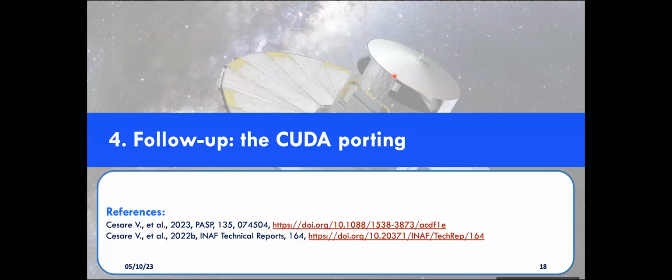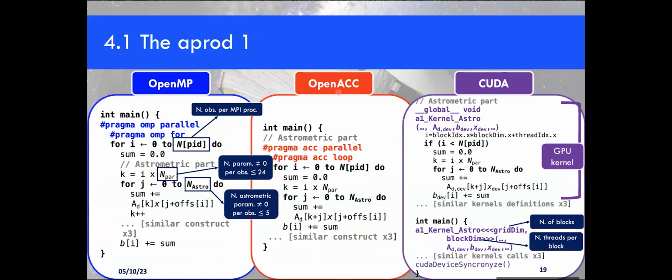After this porting, seeing that it was feasible to port this application on the GPU, we performed an optimized porting with CUDA, since we aimed to improve the performances also at the cost of portability. So again, we can see the comparison of the same region of code between OpenMP, OpenACC, and CUDA. We can see that in the CUDA case, the semantics of the code was deeply rearranged.